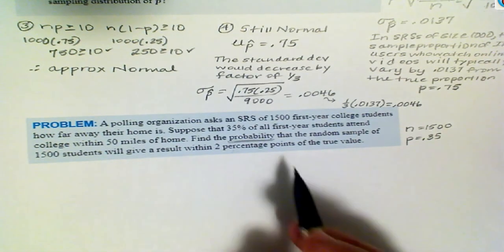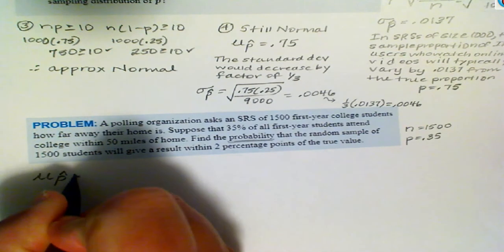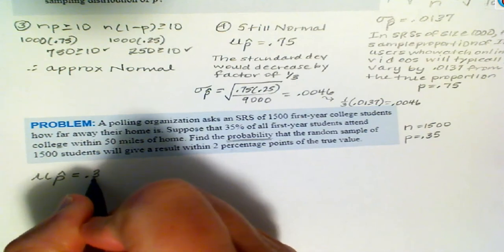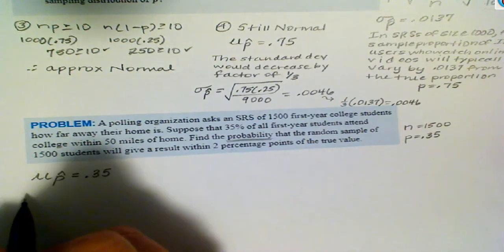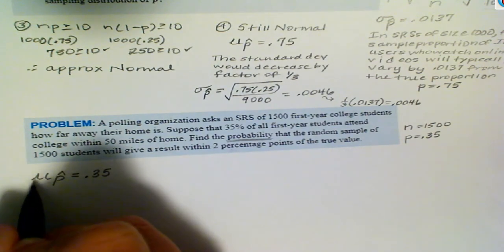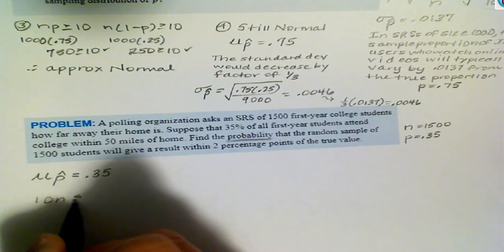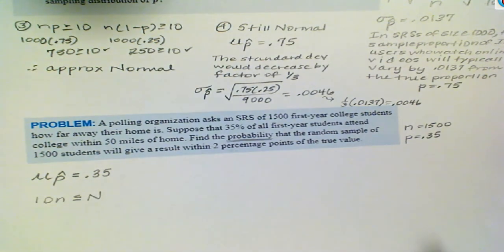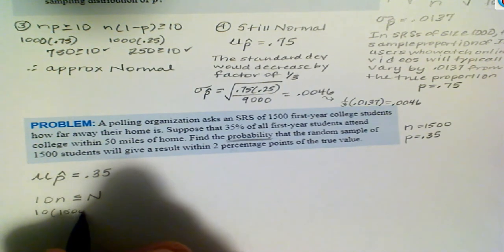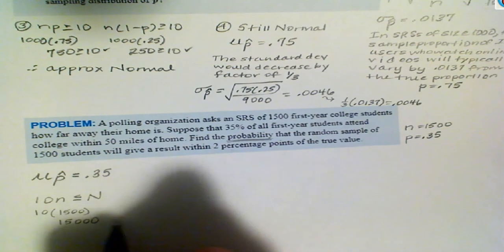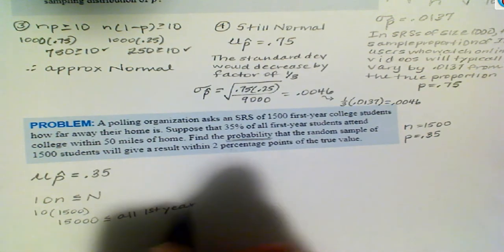So whenever you're going to end up doing a probability, you've got to go through and we're going to write down what the mean is because we're going to use this. So the mean of p hat would be 0.35. Okay, the next thing we're going to do is the 10% rule. So I always kind of just do like step 1. Then the next step, I always do 10n is less than or equal to capital N. And then that's going to give me 10 times 1,500, which is 15,000. But that's still going to be less than or equal to all first-year college students.